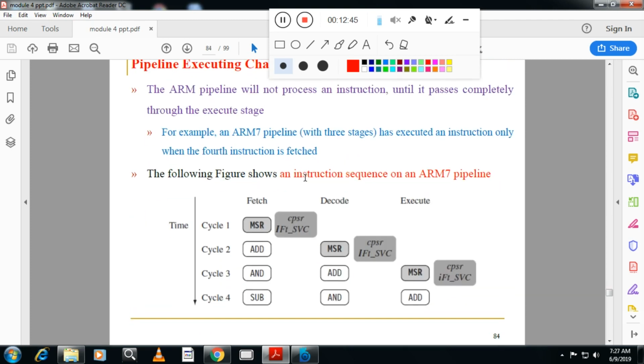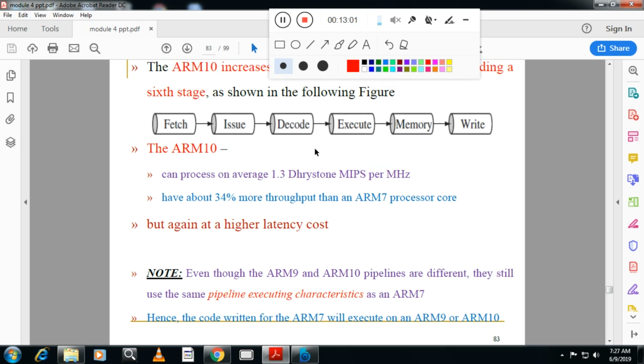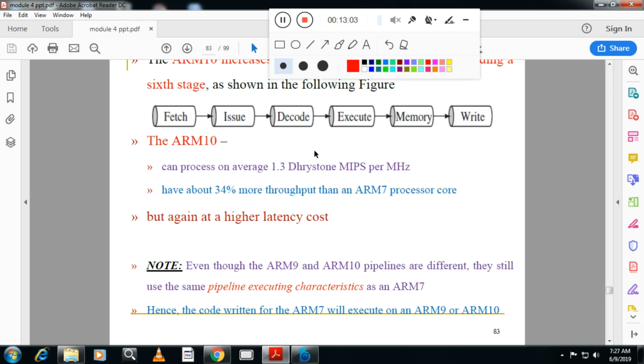Then we have ARM10. In ARM10 you can see fetch, issue, decode, execute, memory, write. This is a 6-stage pipeline. So if they ask about pipeline, you have to write the 3-stage pipeline, and other than that the 6-stage and 5-stage pipelines.